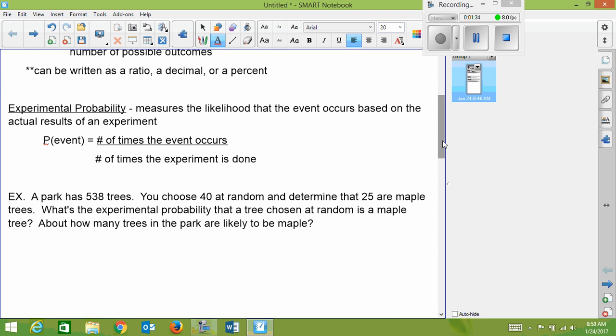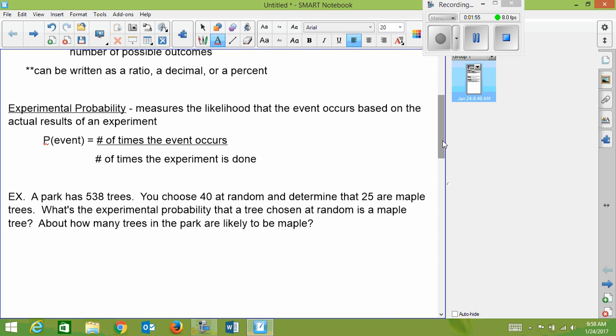So in my example here, a park has 538 trees. You choose 40 at random and determine that 25 of them are maple trees. What's the experimental probability that a tree chosen at random is a maple tree? And then I also want to know about how many trees in the park are likely to be maple. So we need to do two things here.